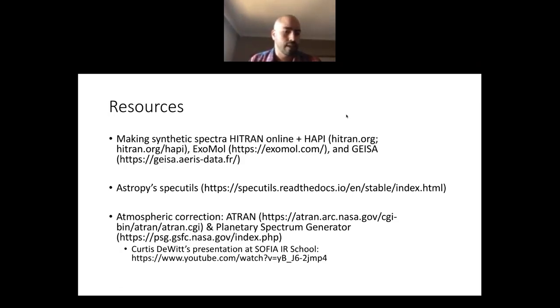I wanted to highlight that Astropy has a specutils package. If you're getting started, they have great documentation on that, and it walks you through some of the general tips if you're coding in Python on how to handle 1D spectroscopy data. And then a reminder about how to correct for the atmosphere, especially watching Curtis's talk.